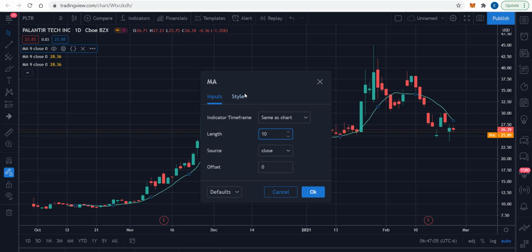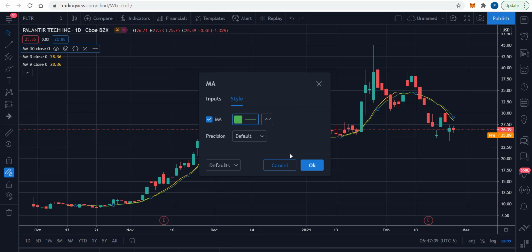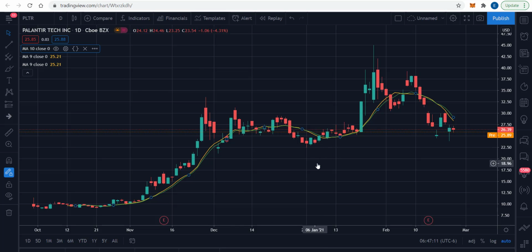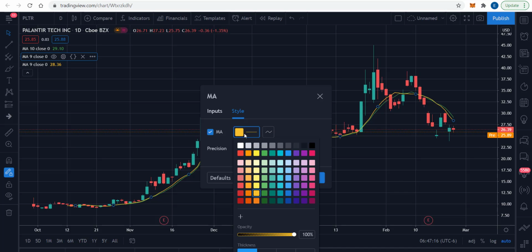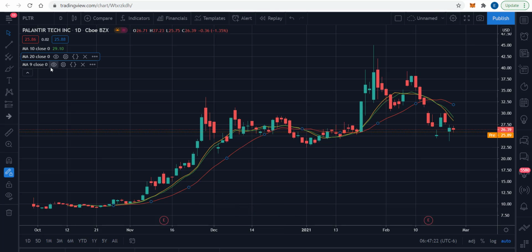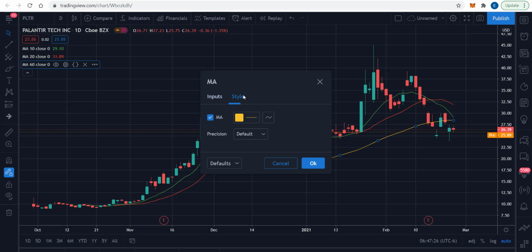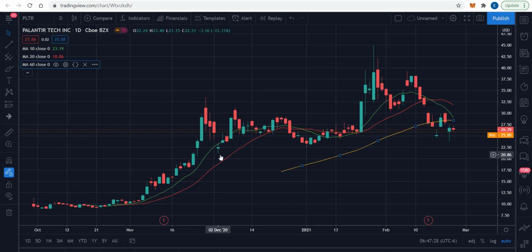10. We'll turn it green. Use it as a buy signal. We'll get our 20-day. Turn it red. Can use it as a sort of near-term sell signal. And then I want a 60-day that we can use just to get a better sense of where the longer term, the quarterly trend is going.